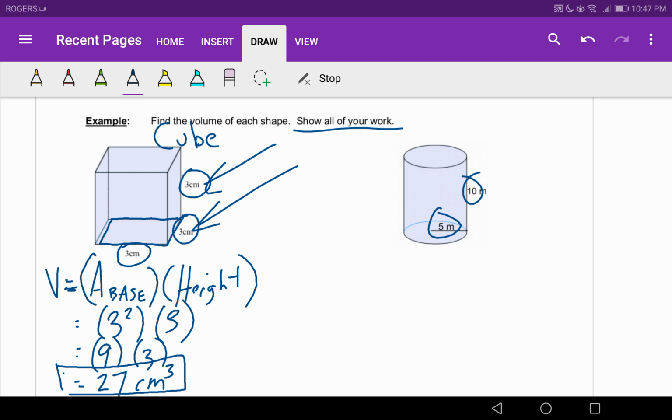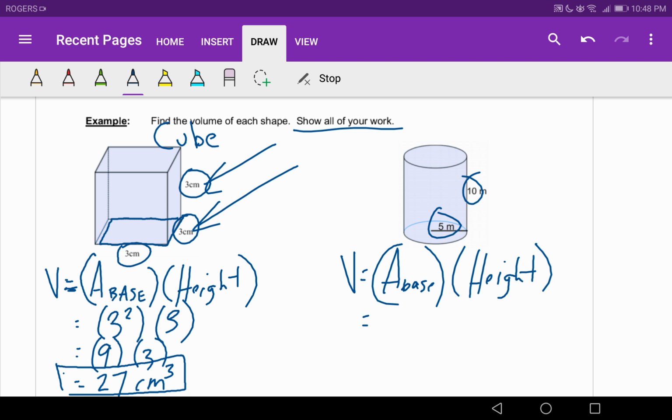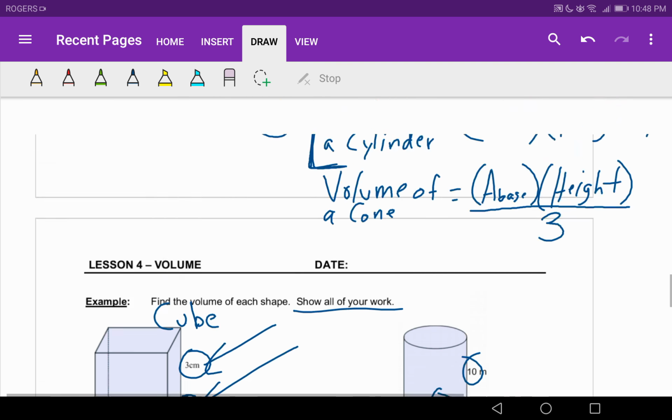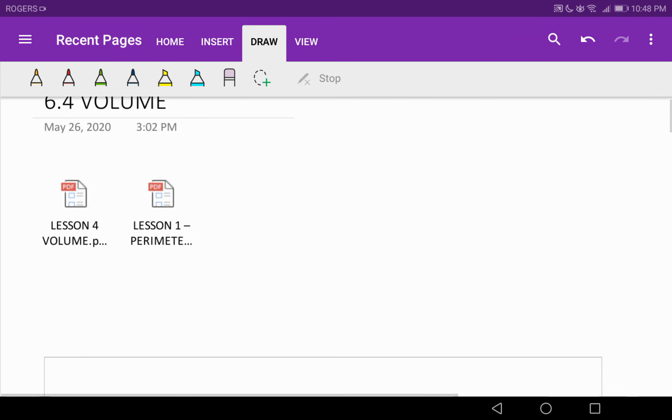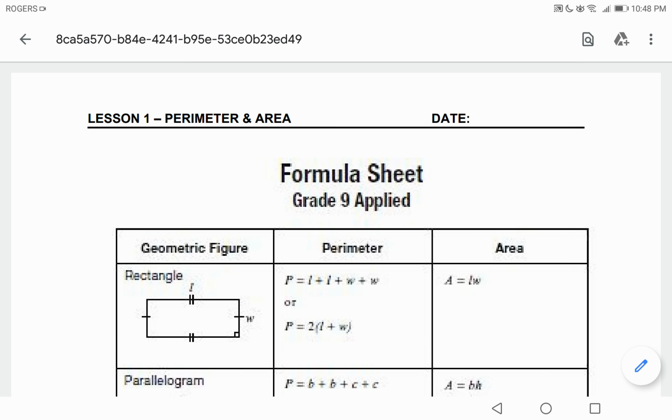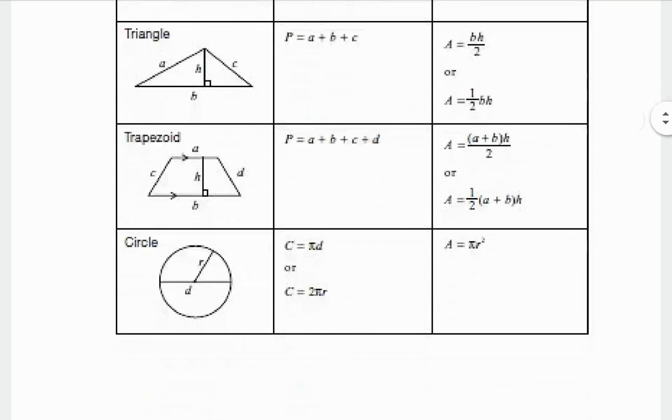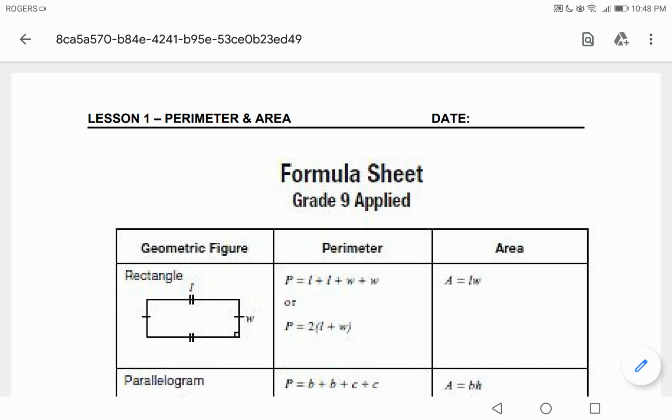Okay, so here we have a cylinder. So let's do V equals, again, it's still area of the base times your height. Except now, for a circle, what's your area of the base? Well, it's a circle, right? So if you can't remember the area of your base, go back to your formula sheet from lesson 1. So the area of a circle. Here it is. Area of a circle, A equals pi r squared. Okay, so my formula there is going to be pi r squared.